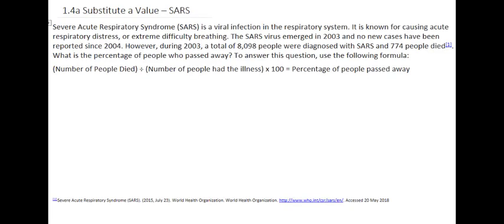So we have the number of people who died, which was 774, divided by the number of people who had the illness. So that is 8,098 times 100 to give us the percentage of people who passed away.